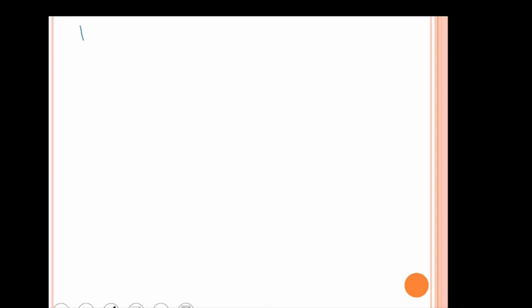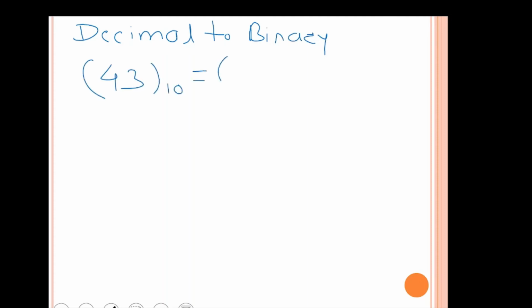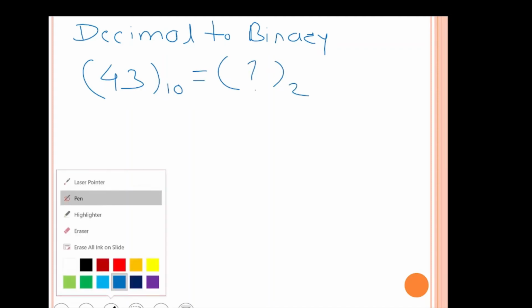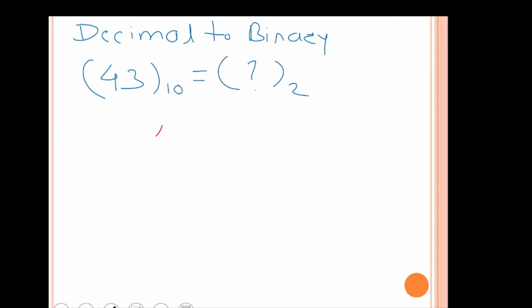We are studying decimal to binary conversion. And the example is 43. 43 is given in decimal and you have to find out its binary equivalent. For this we have to use the method of successive division. Note down your number as a dividend, and then divide this number by 2.